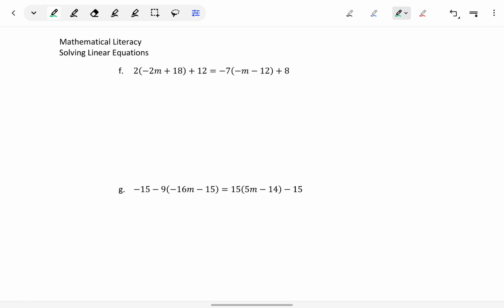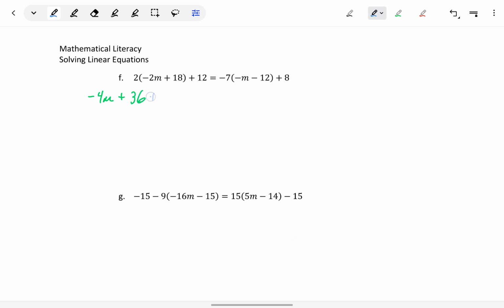To start off, in part F, we'll distribute 2 through the set of parentheses, which will give us negative 4m plus 36 plus 12 is equal to, and now on the right-hand side, we'll distribute negative 7 through that set of parentheses, giving us positive 7m, since we'll have negative 7 times negative 1. Negative 7 times negative 12 will give us positive 84 plus 8. So we had a distributive step on both sides of the equation.